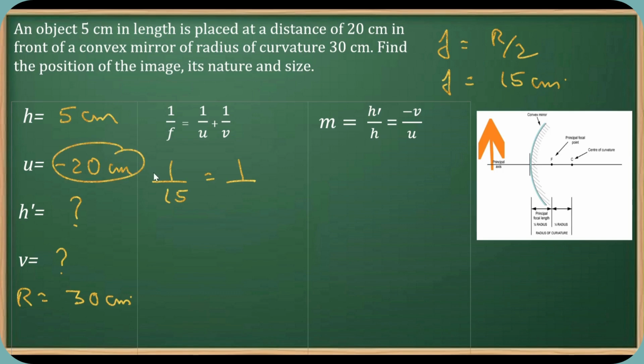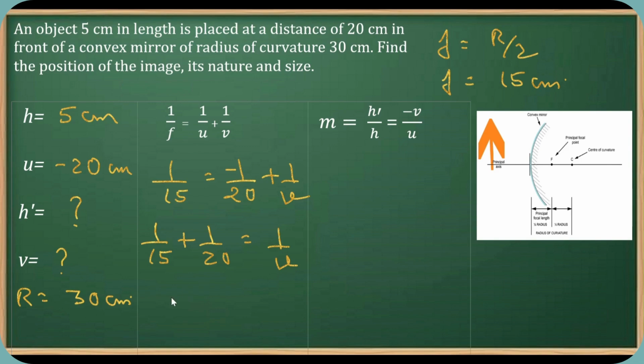Where is U? This is U. So this is negative 20. So I'll be writing minus above and 20 below, plus 1 over V. Now I'll transpose this number to the left hand side. So it's 1 over 15 plus 1 over 20 equals 1 over V. Next is to take LCM, and the LCM is how much? 60. 15 4 times and 20 3 times is equal to 1 over V.